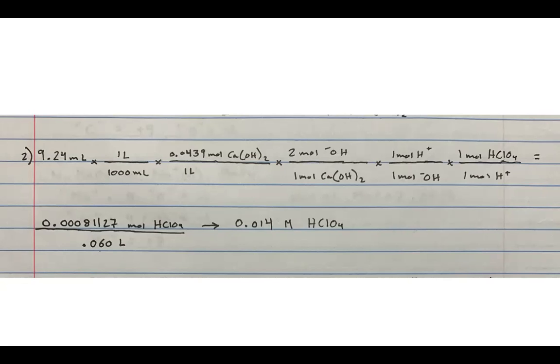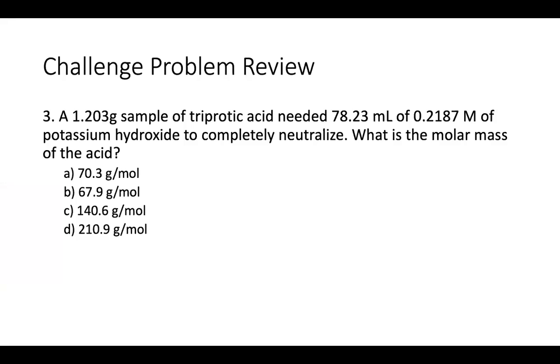Okay. This one, again, is a very classic titration problem. But again, ones like this have appeared. I believe this was a multiple choice question on my exam, just with slightly different numbers. But here, you're told that you have a 1.2 gram sample of triprotic acid, and you use that to titrate or to react with 78.23 milliliters of 0.2187 molar potassium hydroxide, and they neutralize completely. Okay, so the completely neutralized component here tells us, again, 1 mole of H plus equals 1 mole of hydroxide. Then it says, what is the molar mass of the acid?